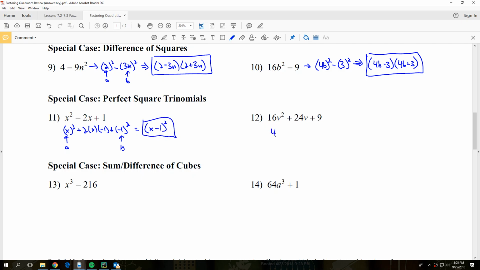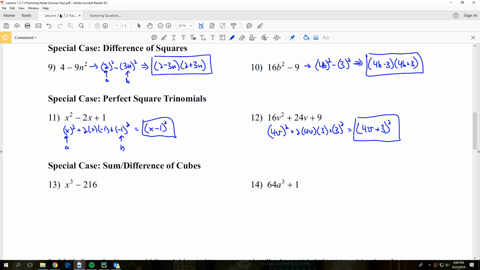And this one here would be 4v squared. And again, I'll write it out, I guess. Plus 2 times a, which is 4v, times b, which in this case is 3, plus b squared, which is 3 squared. So this becomes 4v plus 3 squared. Those are the two factors. All right. Again, I wouldn't even do it like this. Unless it's something super obvious, I just use the X method.